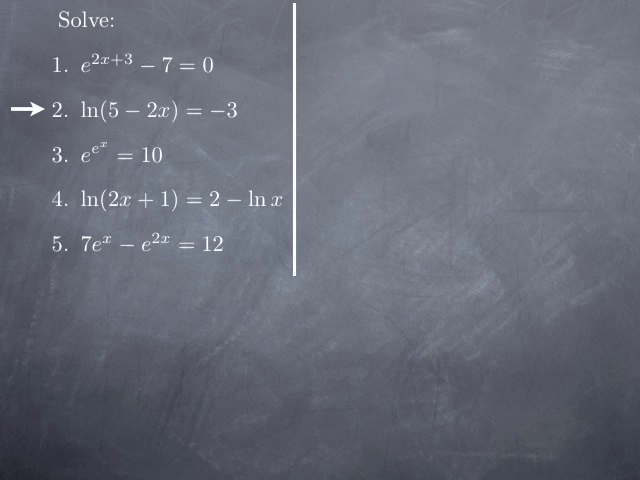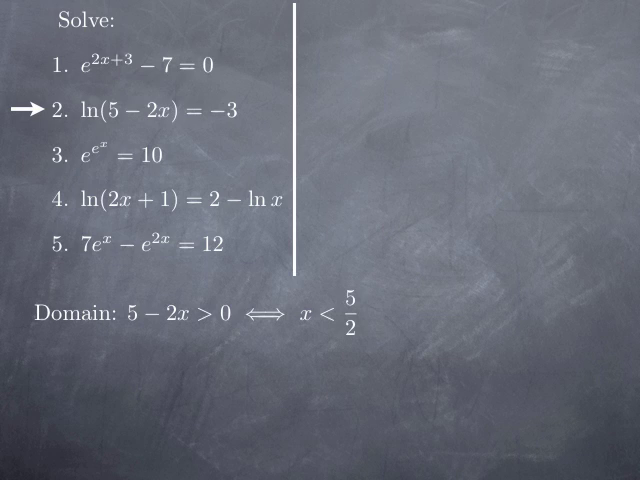But in the case of logs, you have to be a little bit careful about the domain of your equation. In other words, what kind of x's can be plugged inside your equation. In that case, we plug 5 minus 2x inside the log. That means that this expression, 5 minus 2x, has to be positive. In other words, x should be less than 5/2.